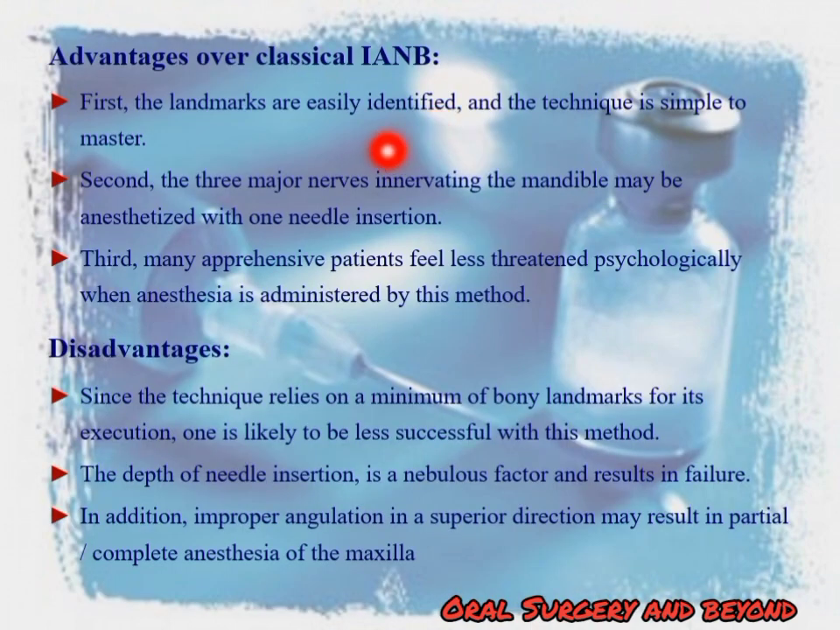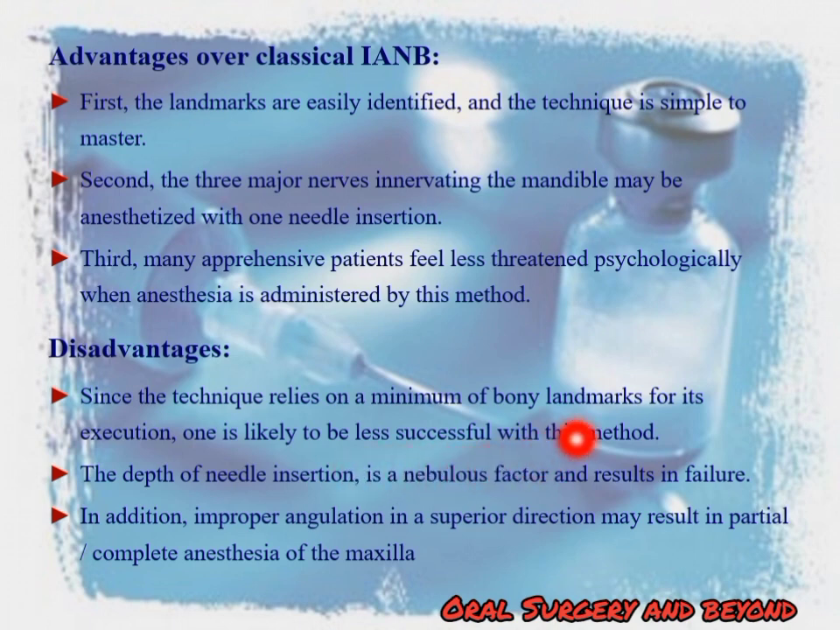Advantages over the classical inferior alveolar nerve block: first, the landmarks are easily identified and the technique is simple to master. Second, the three major nerves innervating the mandible may be anesthetized with one needle insertion. Third, many apprehensive patients feel less threatened psychologically when anesthesia is administered by this method. Disadvantage: since the technique relies on a minimum of bony landmarks for its execution, one is likely to be less successful with this method.